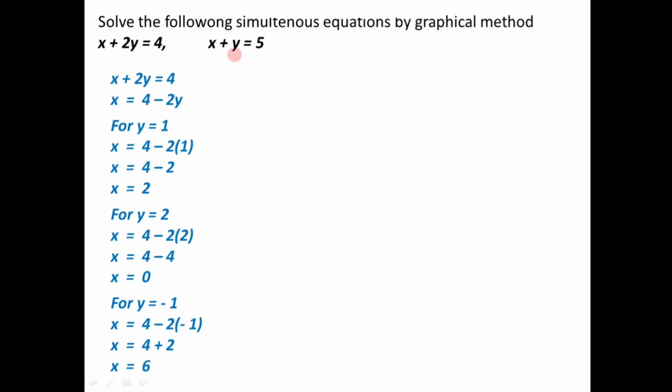Now in the same way, let us find the coordinates table for the second equation, that is x plus y is equal to 5. Here also, if we transfer y to the right hand side, it will be x is equal to 5 minus y. I will consider values of y to get the values of x. For y is equal to 1, x is equal to 5 minus 1, and 5 minus 1 is 4. When y is equal to 1, we get x is equal to 4.